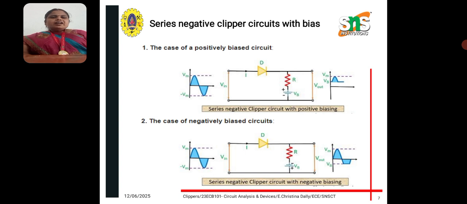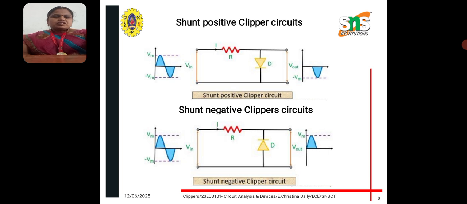The next one is the negative clipper circuit with bias. Already we have mentioned that a clipper is nothing but something that clips off or removes a portion of the signal. If we give an input signal, what happens to the output? Here we have the positive side, and in the case of the negative side, the biasing occurs and it is clipped. This is the difference between the positive and negative.